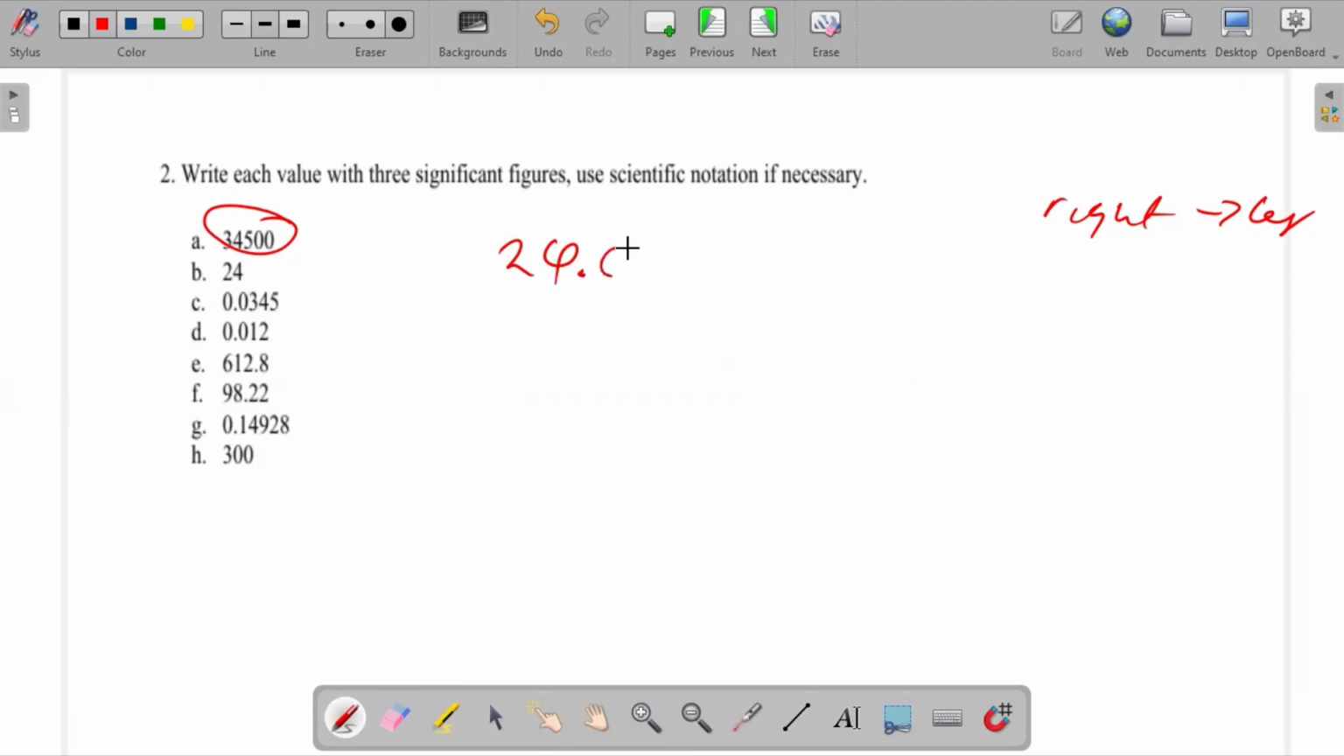Okay, so we can put 24.0. We know that this number is still going to be 24, but when we put a point here, it means that the next zero is significant, isn't it? So in this case, you're going to have three significant figures. So that is our answer that you're going to get, right? Let's go to the next one. This one here.